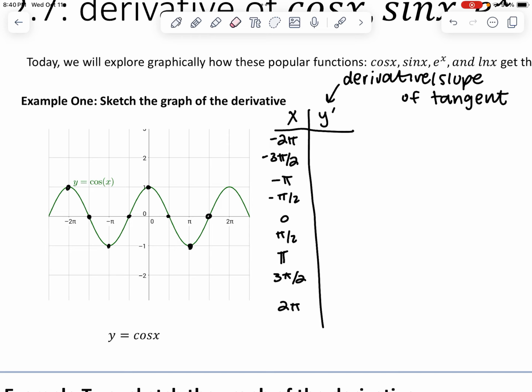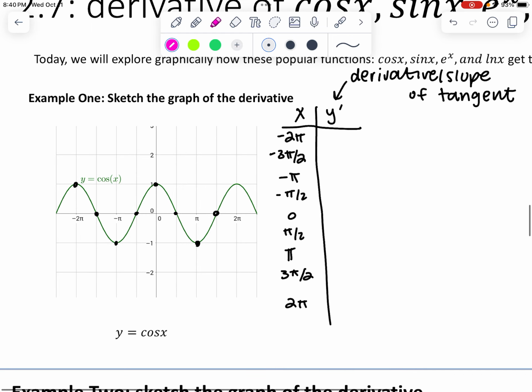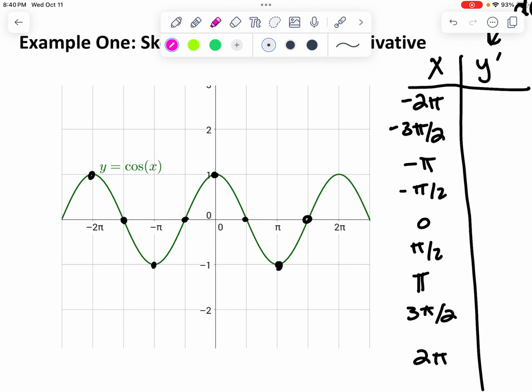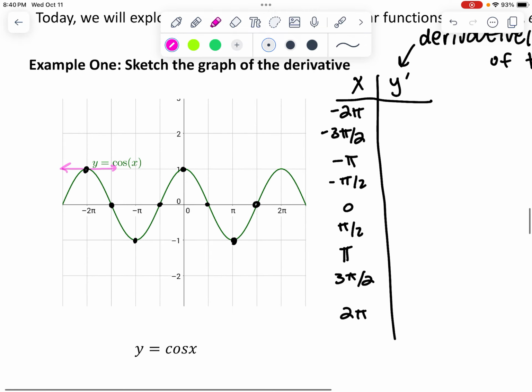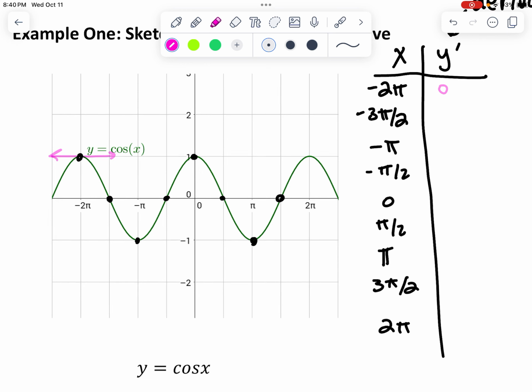But what they did is they went and found the derivative at all these really popular places on the function. So let's start with negative 2 pi. Negative 2 pi is here at the top of the curve, and this is the tangent. The slope of that tangent is 0. So the derivative at negative 2 pi is 0. The derivative at negative 3 pi over 2 is going to be harder to graph. I'm just going to trace the curve of the graph. And if you notice, it just looks like negative 1.